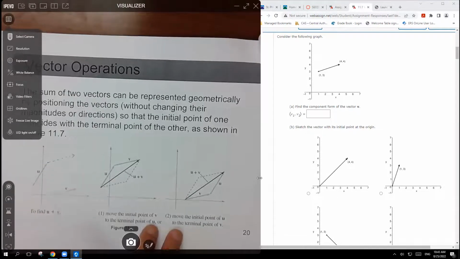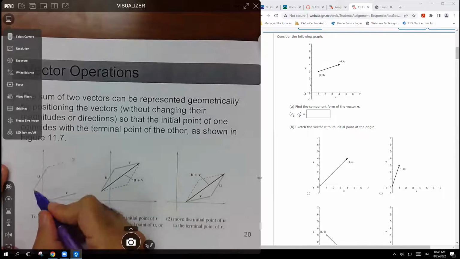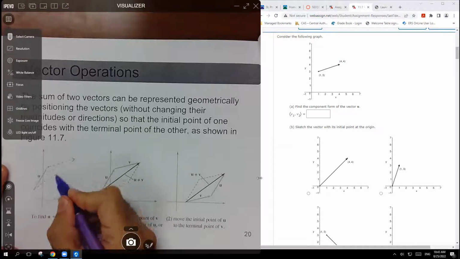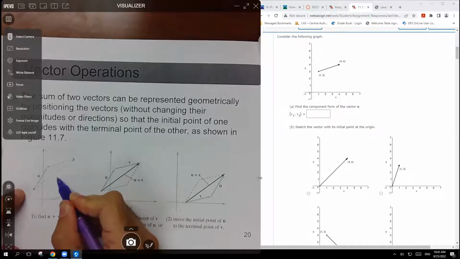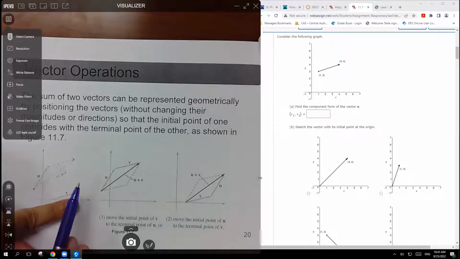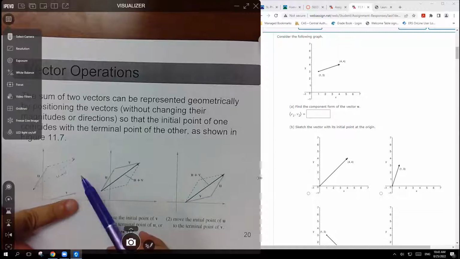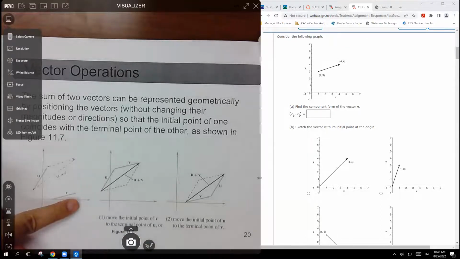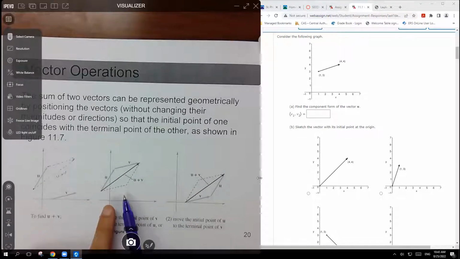So U plus V is going to be the distance from here to here. So this is U plus V. Or you can fix V and move U to the terminal point of V, and it's going to be the same thing. This is going to be U plus V. That's how it shows here. So it's up to you which one you're going to fix. It's fine. This is just to visualize that. But when you do it with numbers, you're just going to add the components. You don't have to move U and V.